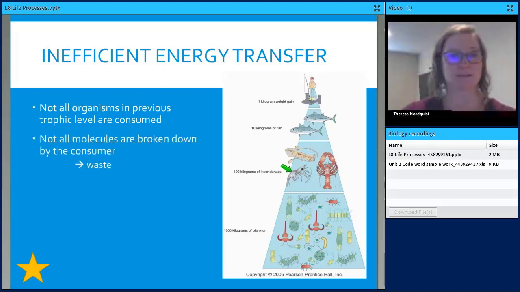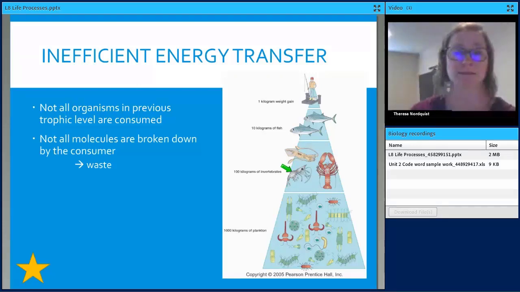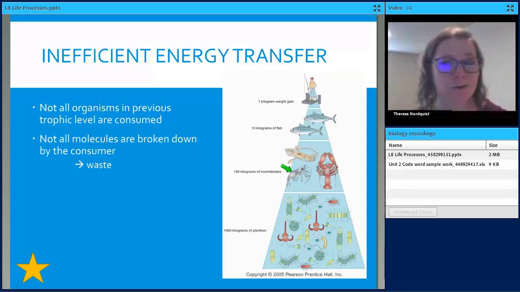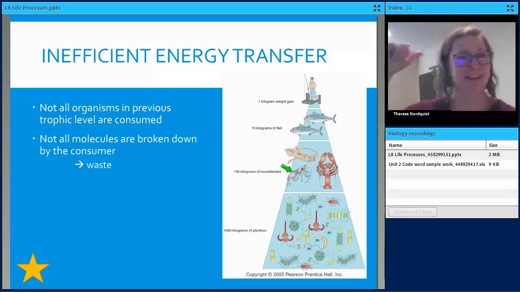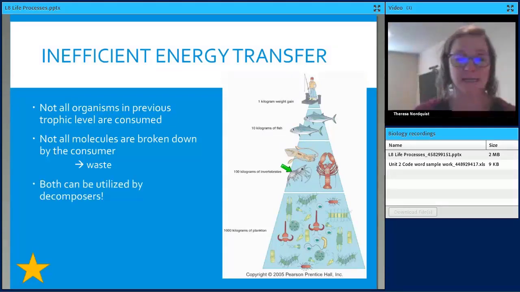Another reason why there's not 100% transfer is that not all molecules are broken down by the consumer. When you eat something, your body cannot break down every single molecule and get energy from every single thing. That's why you have to go to the bathroom, because the stuff that you can't break down gets exited and removed from your body. That's your waste, that's your poop.